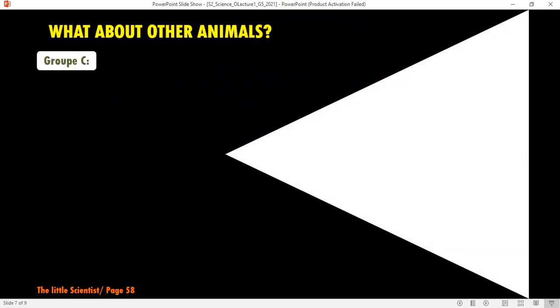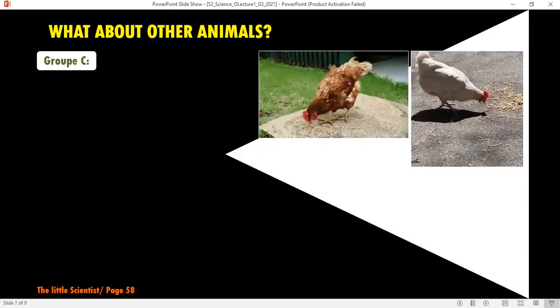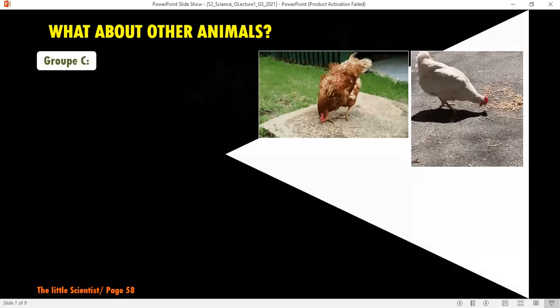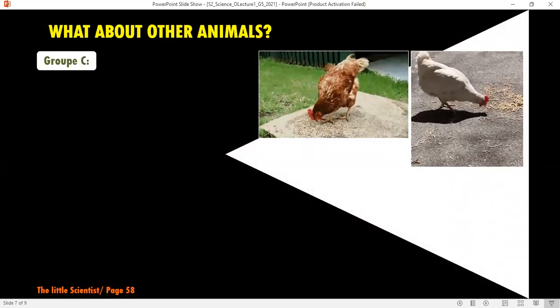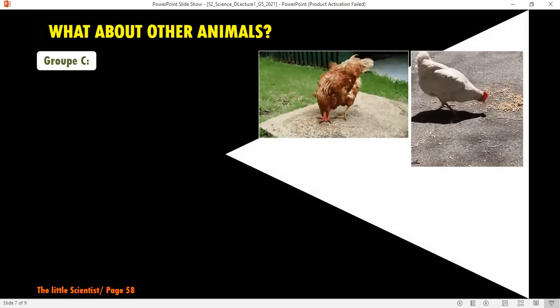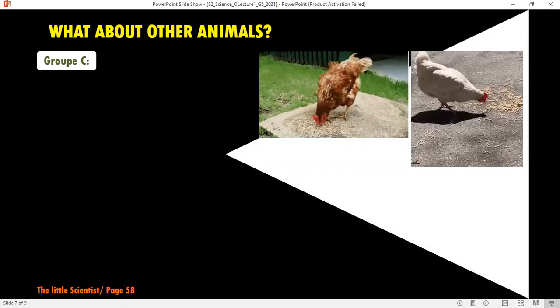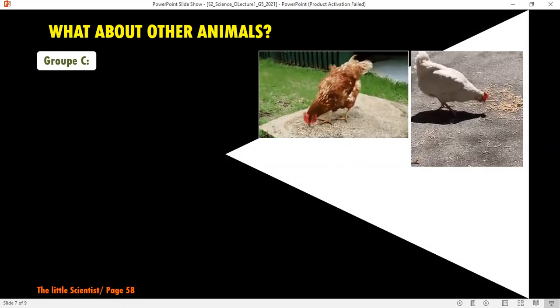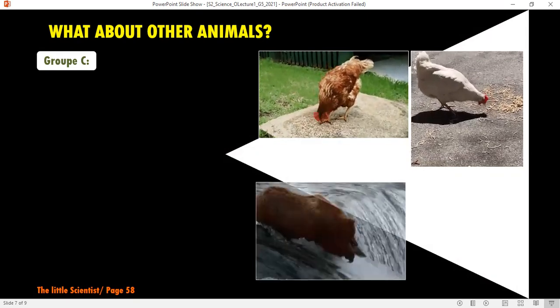The animals in group 3. Here we have a chicken. In the first document, the chicken is feeding on grains, on seeds, and in the second one, the chicken is eating worms. So, plants and animals. Do we consider the chicken as a herbivore or a carnivore?